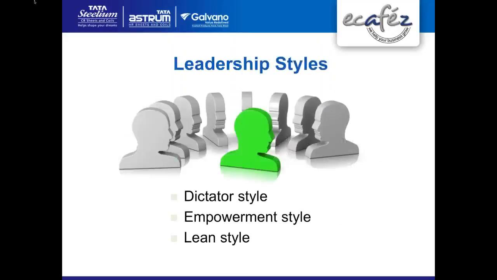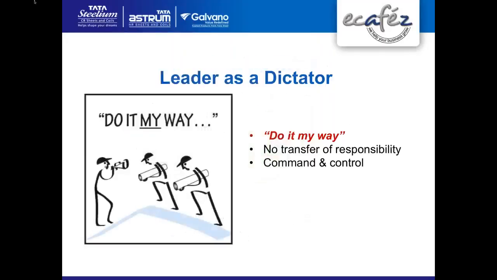From the lean perspective, leaders are classified into 3 categories: dictator style, empowerment style, and lean style. So there is a change required in the leadership style. What is a dictator style? Do it my way. The big boss gives instructions and everyone just does it this way. No transfer of responsibility. It is totally command and control.